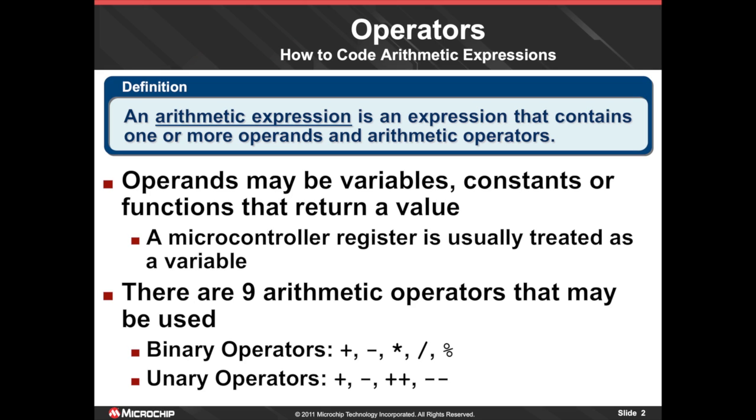So for example, x plus y to add 2 numbers together. x would be an operand, y would be an operand, and in between is the operator, the plus. Unary operators are operators that require just a single operand. If you had negative x, for example, the negative would be your operator and the x would be your operand, and it would return the negative value of that operand. We'll see these in detail over the next few slides.